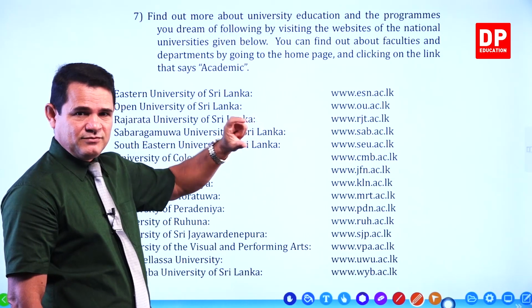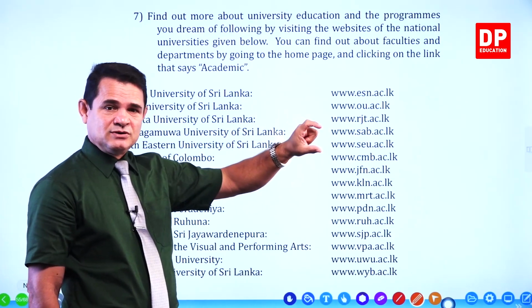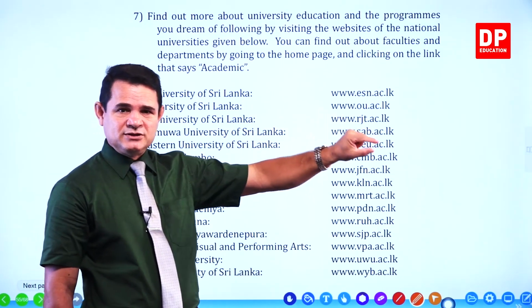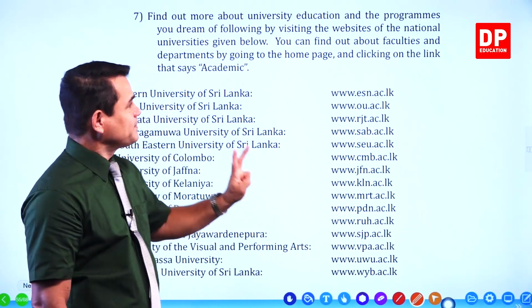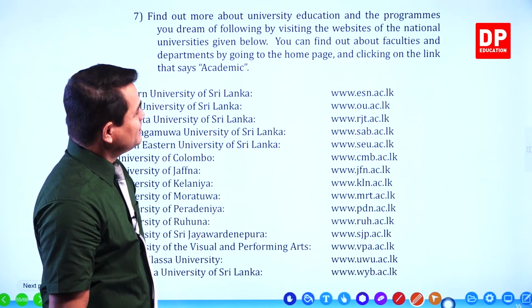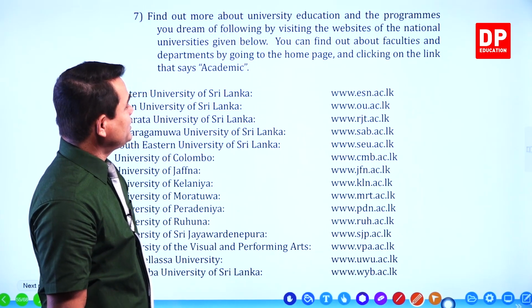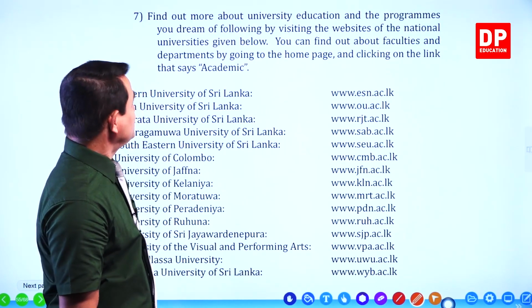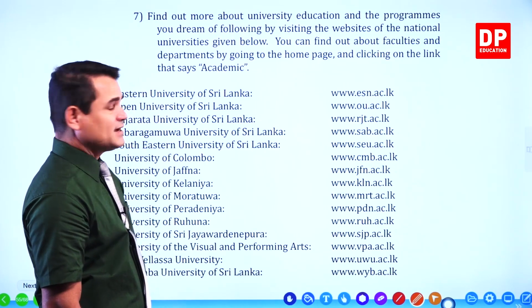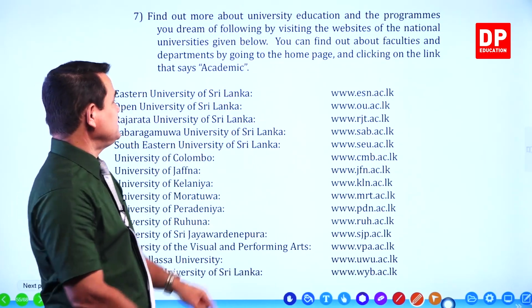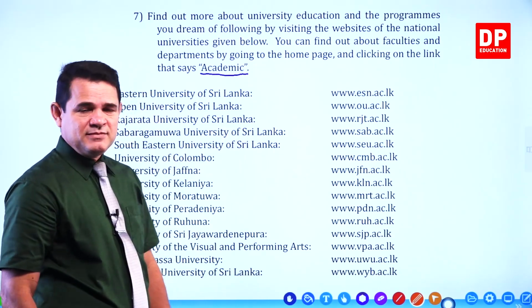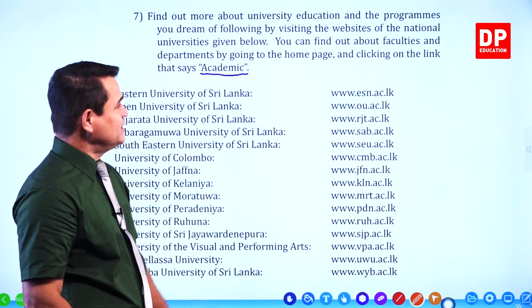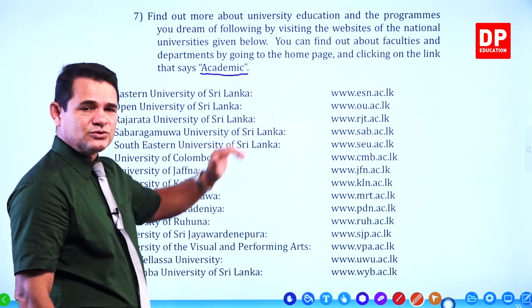ඒ විශ්වවිද්‍යාලය වල තියෙන faculties මොනවද? ඒකේ තියෙන departments මොනවද? ඒ subjects මොනවද? You can find out. And by going to the home page and clicking on the link that says academic. So click on the link. ඒ page එකට ගියාම academic කියලා තියෙනවා. ඒකේ click කරාම ඒකට අදාළ සියලු තොරතුරු ගන්න පුළුවන්.